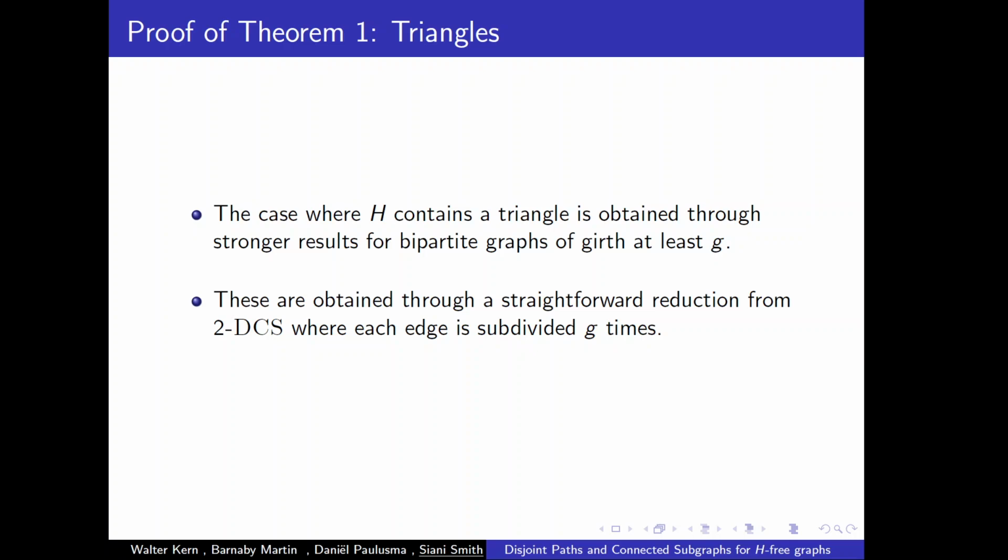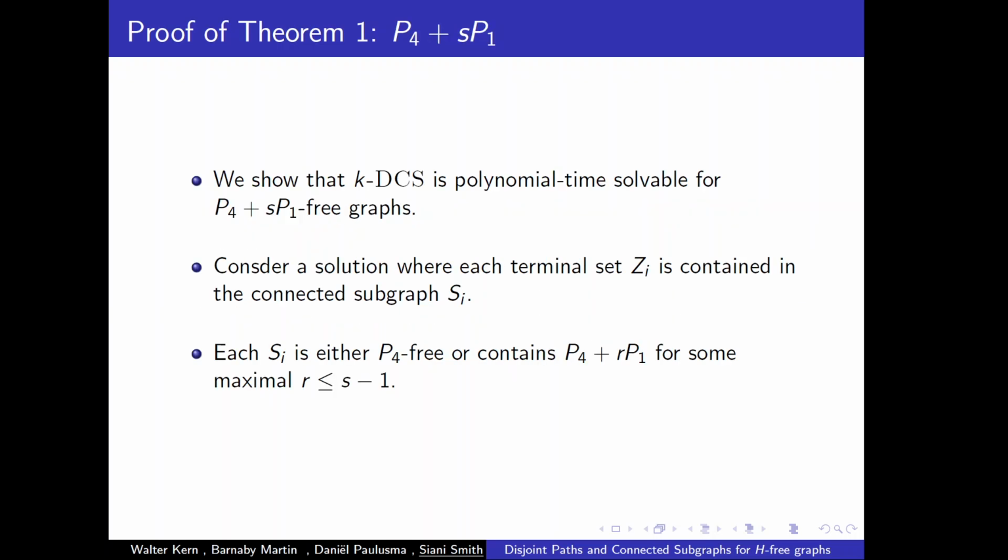Then the case of triangles, as we said, comes from the stronger results about bipartite graphs of girth at least g. And these are obtained straightforwardly. We just reduce from 2DCS by subdividing edges d times. And finally, the polynomial results.